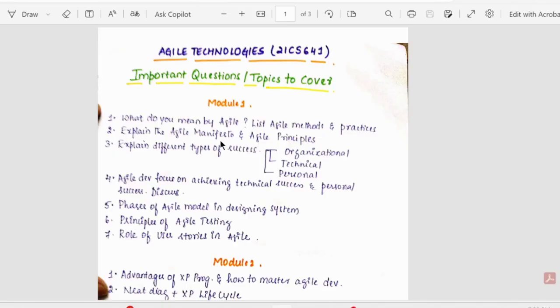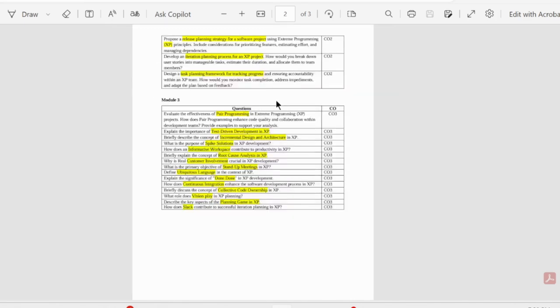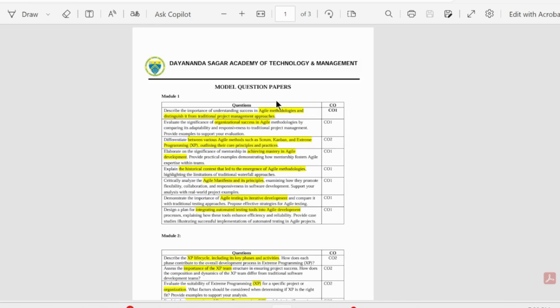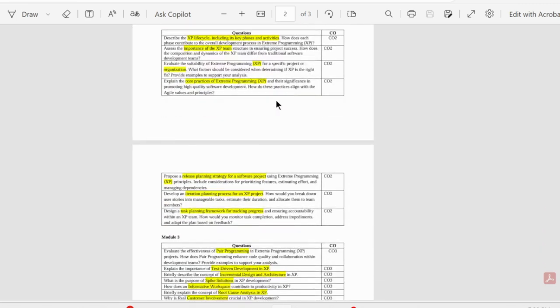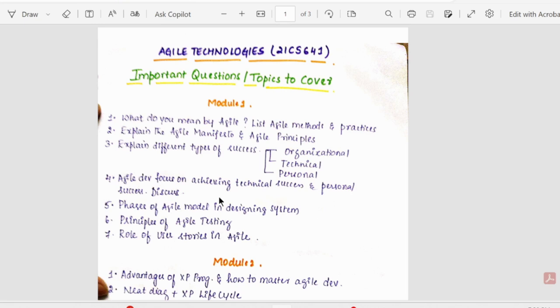In this video, we'll be looking into the important questions or must cover topics for the Agile Technologies subject, subject code 21CS641. So here we have the VTU sample paper, and along with that, I have managed to get the question bank for each of the modules. So I've compared these two and prepared these important questions.